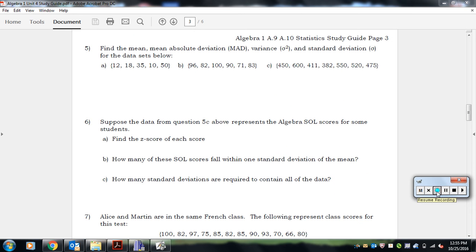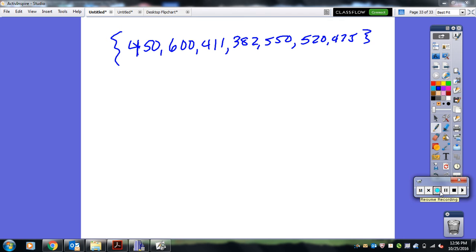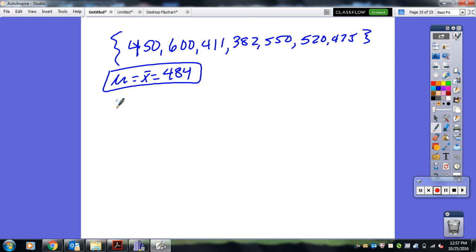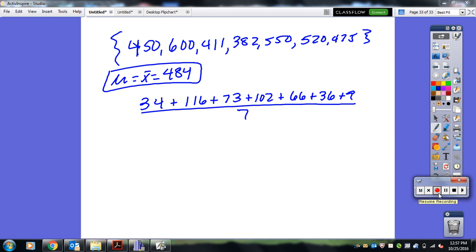The third question had much bigger numbers and more of them, so let's do part C, 5C. Once again, find my average, my mean, or my x bar. Add them all up and divide. Average is 484. Find the distance away from 484, which would be 34, 1, 16, 73, 102, 66, 36, and 9. Divide by 7 because there are 7 of them. Let's add them all up first.